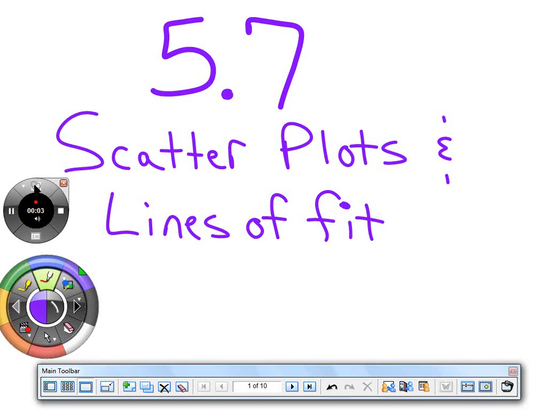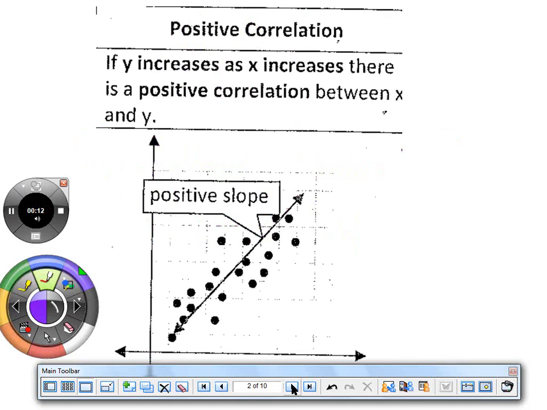Okay, this is 5.7, scatter plots and lines of fit. If you're doing the Chapter 5 project, this section is pretty much the Chapter 5 project. Okay, first thing is correlation.